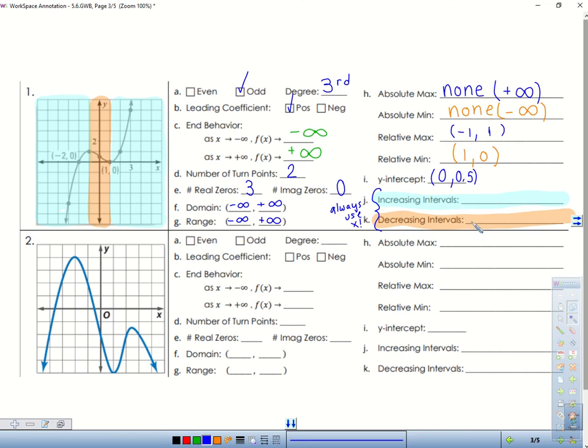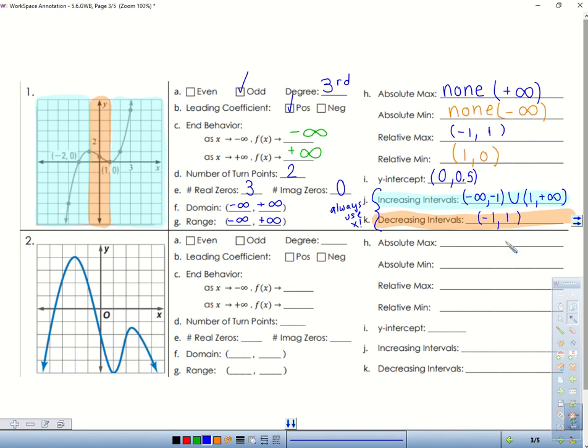So, increase intervals. Our graph is increasing on the x from negative infinity, because it's been increasing forever, up until it gets to the x value of -1. Not -2, but -1. Union, then it starts increasing again at what value? 1 until it gets to positive infinity. It increases forever at that point. There's only one little section of the graph that it decreases, and it decreases from what to what? From -1 to 1.